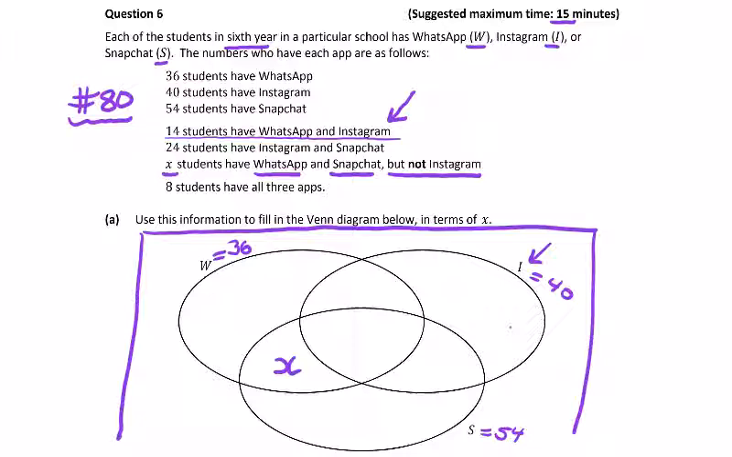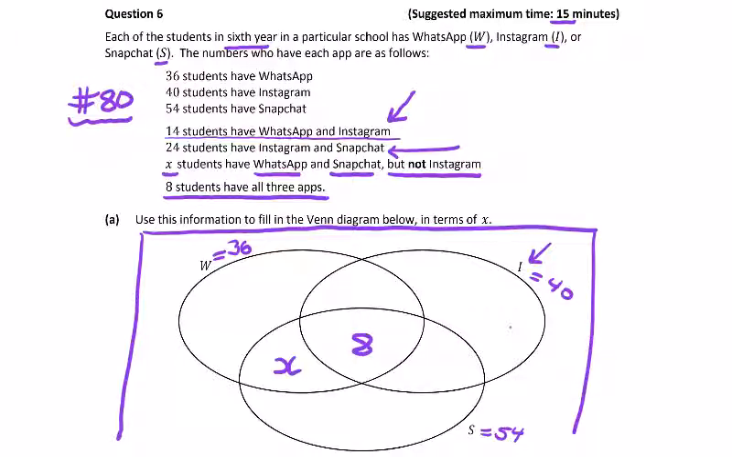24 have Instagram and Snapchat. Doesn't say anything about only. And then we'll get down to this one. 8 have all three, so we need to put that in first. 8. So quite a slow build up to this one.